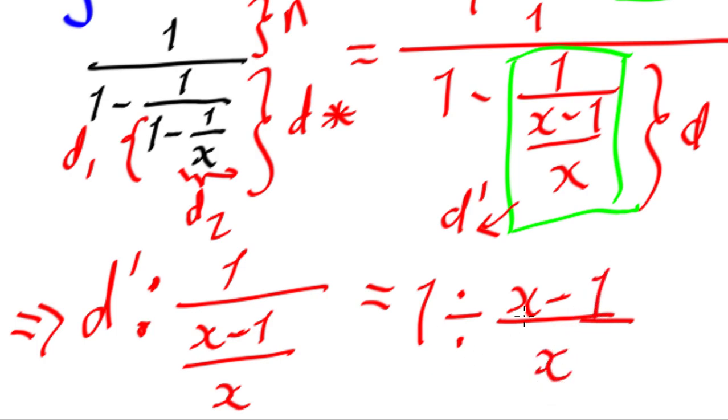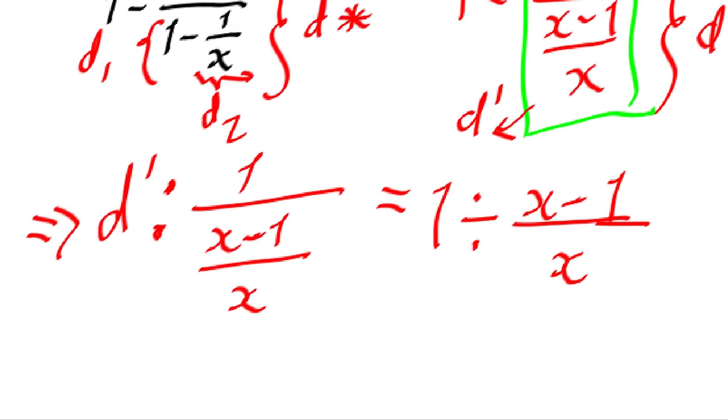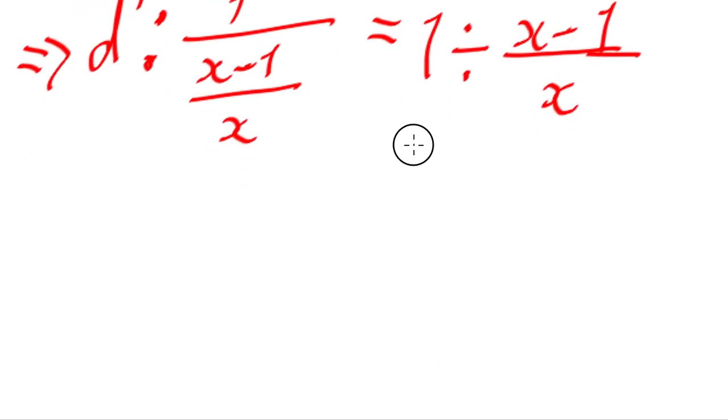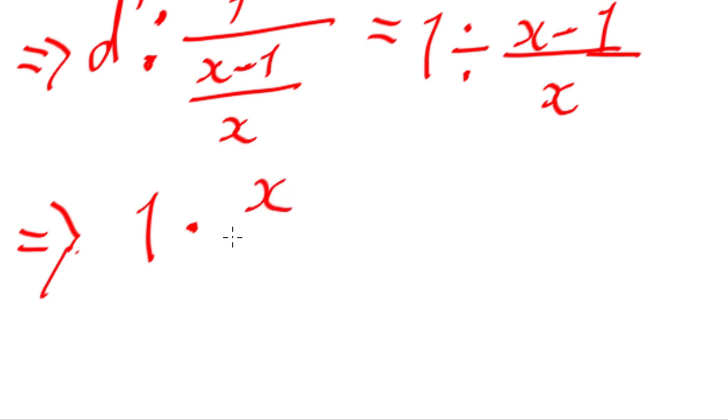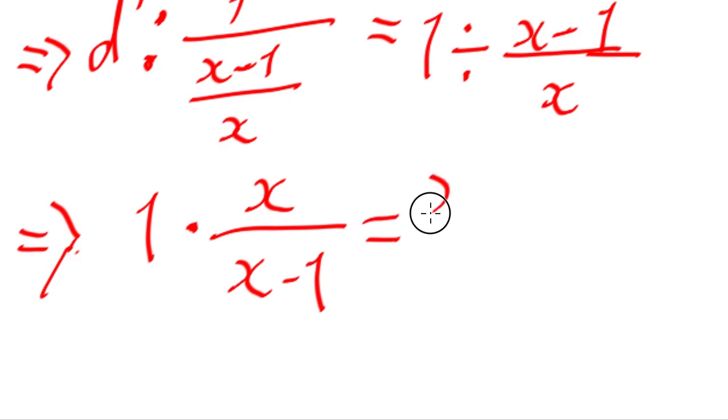And then by the rules in dividing fractions, we need to get the reciprocal of this divisor here and multiply it with our dividend, which is 1. So what we have is 1 times the reciprocal, which is x all over x minus 1. This is by the identity property of multiplication: any number multiplied by 1 is still the number itself. So this is just equal to x all over x minus 1.